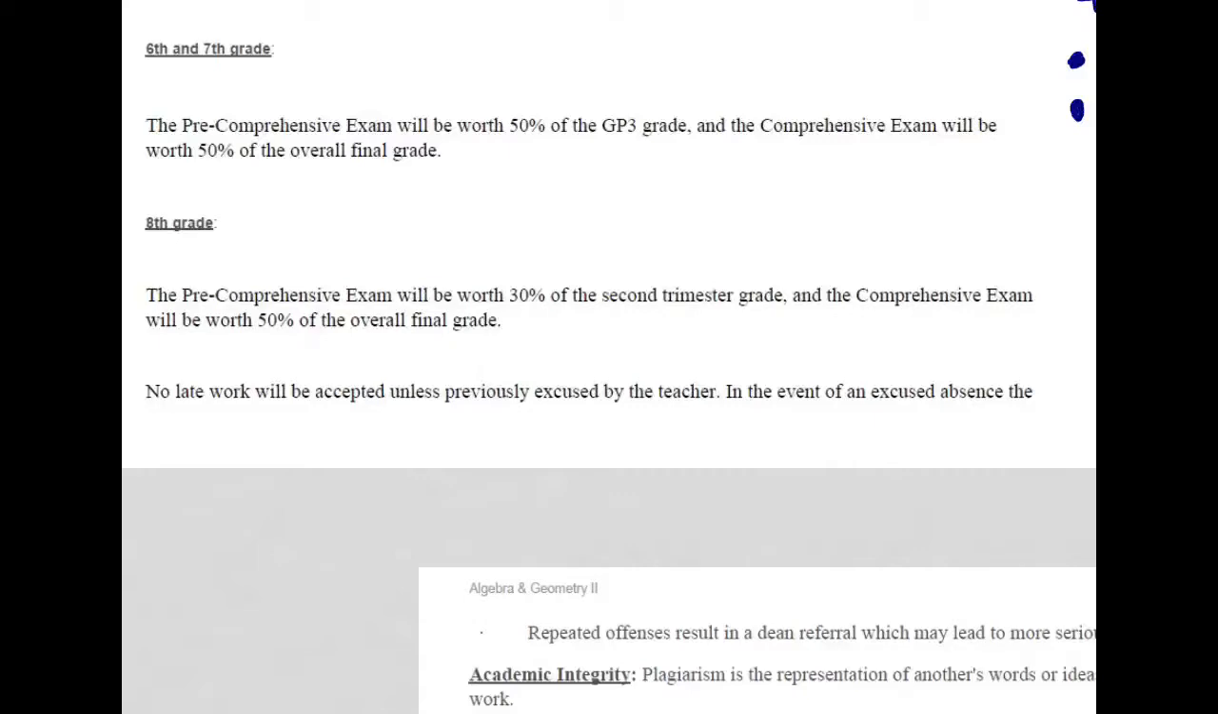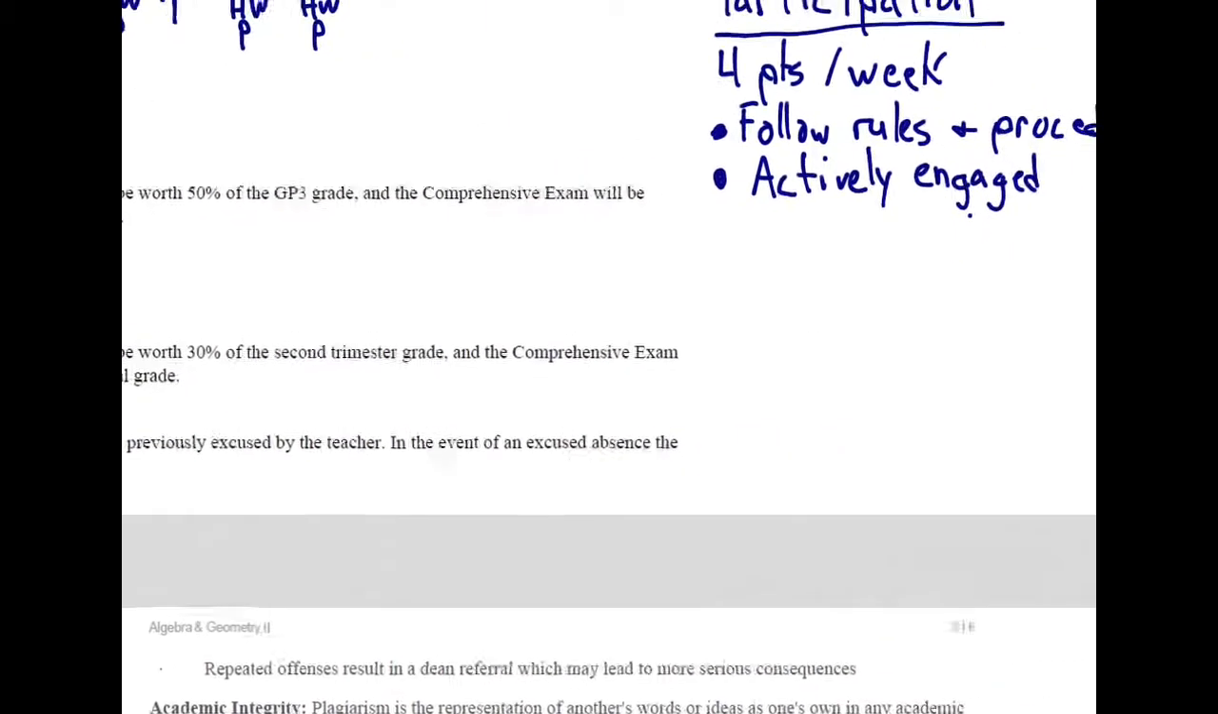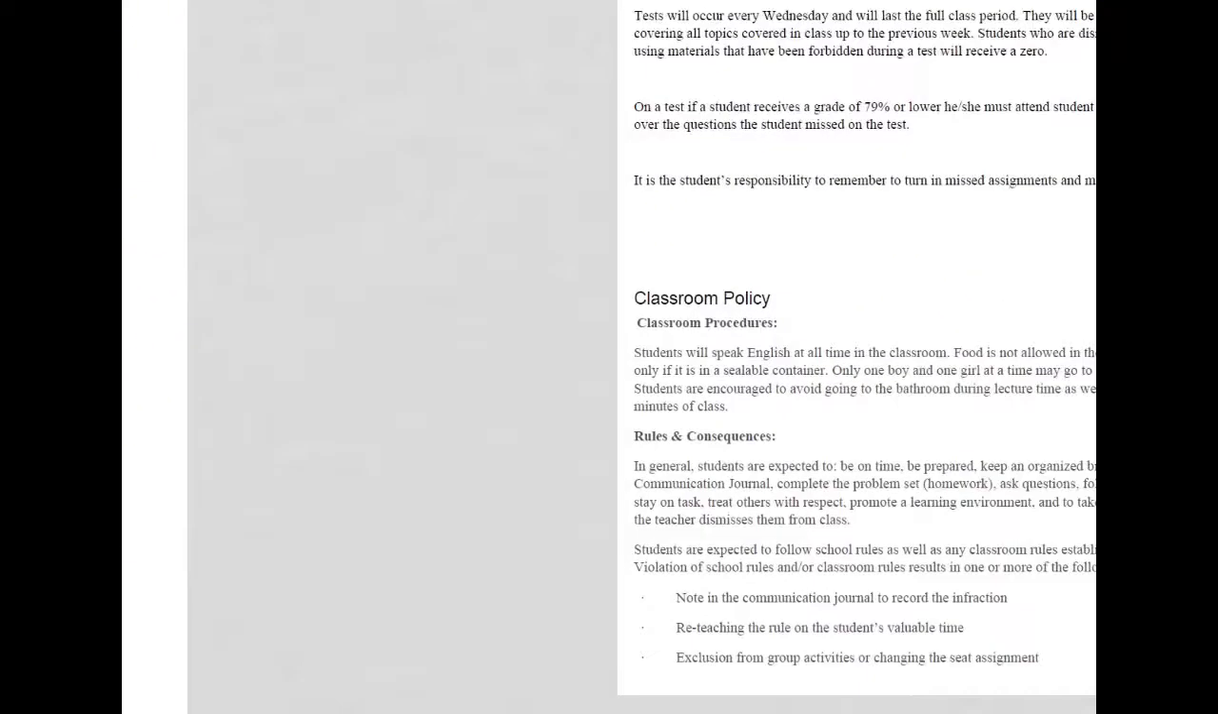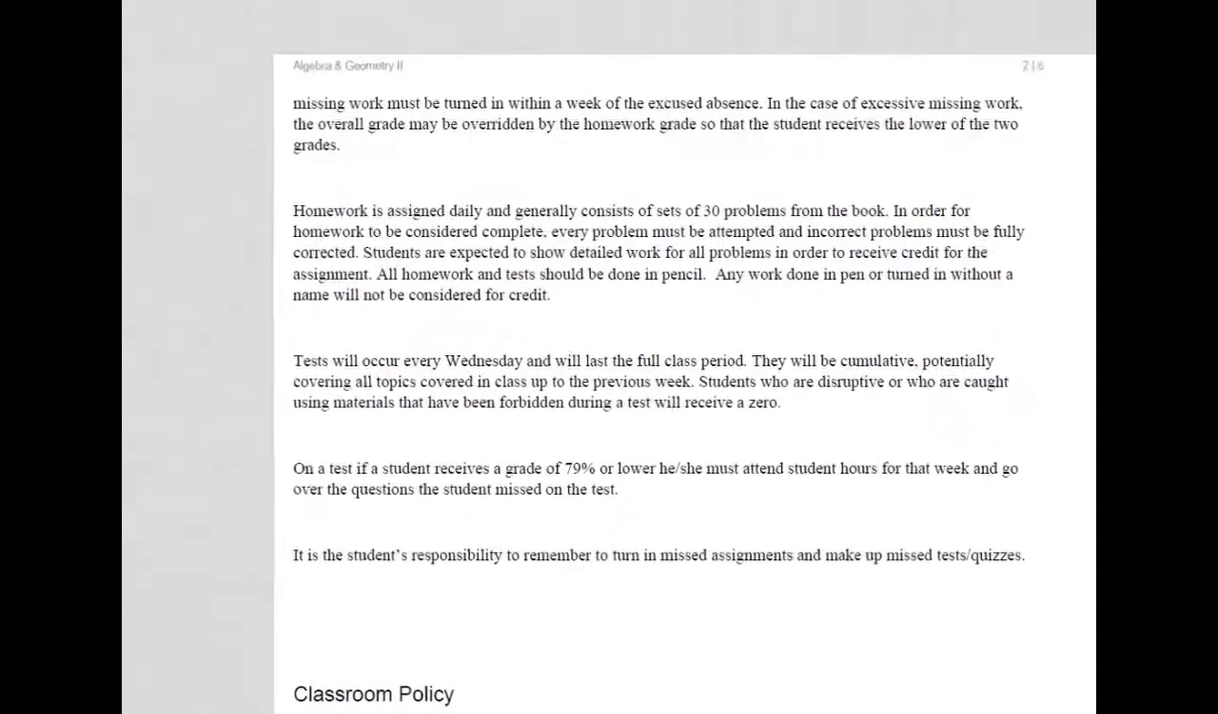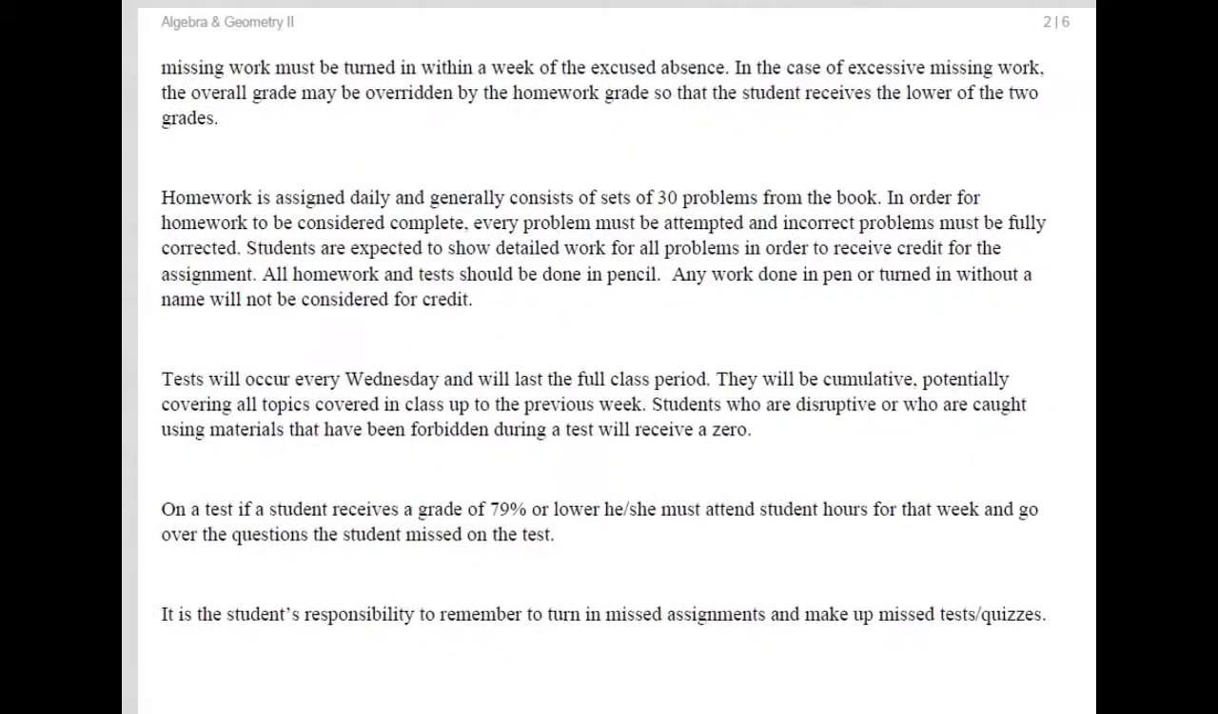So some general rules here. No late work will be accepted, okay? Unless you talk to the teacher ahead of time, then it can be excused. If you do have that excused absence, I'm going to go to the other page now. You will have a week. You have 1 week to turn that in, okay?